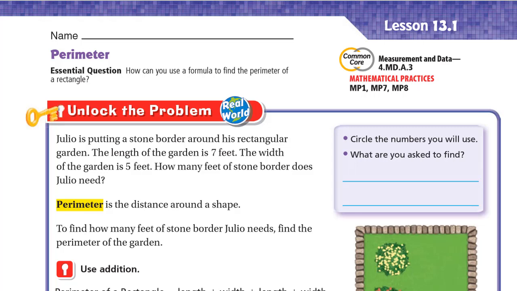Hello, this is Mr. Ahmed, and today we'll do lesson 13.1 perimeter. And our essential question: how can you use a formula to find the perimeter of a rectangle? So today we will find the perimeter of a rectangle, and we will know how to use a formula, something called formula, to find this perimeter.